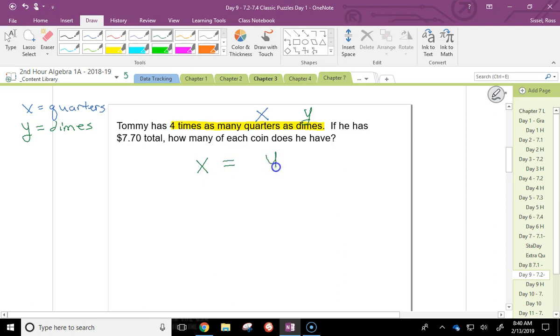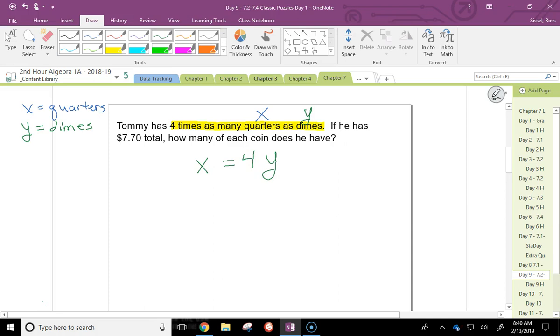But if I say quarters and dimes, I mean 1 quarter is going to have to take as many as 4 times as many dimes. I have to take more dimes in here. So Tommy has 4 times as many quarters as dimes. My x is going to be 4 times as many dimes. And the reason is because we're saying equals.